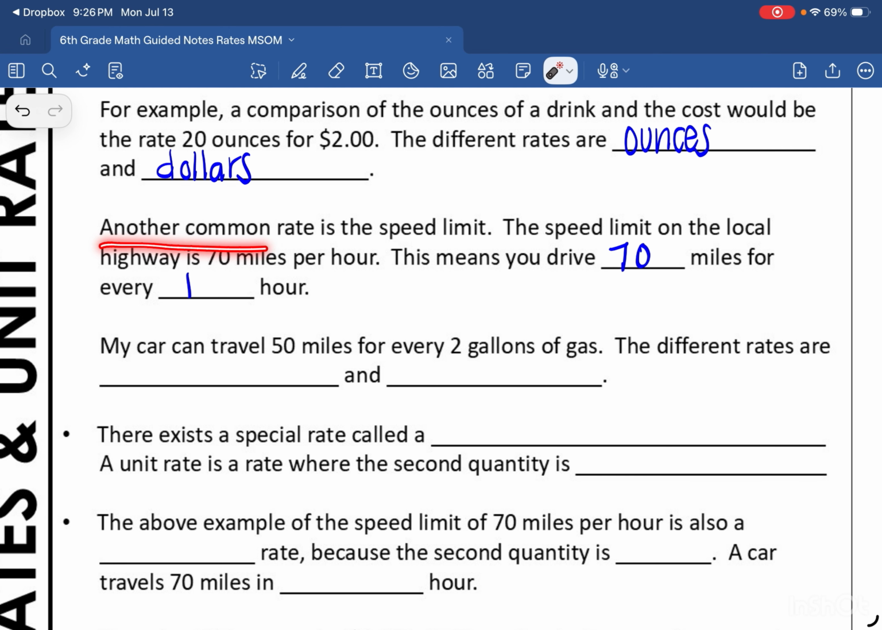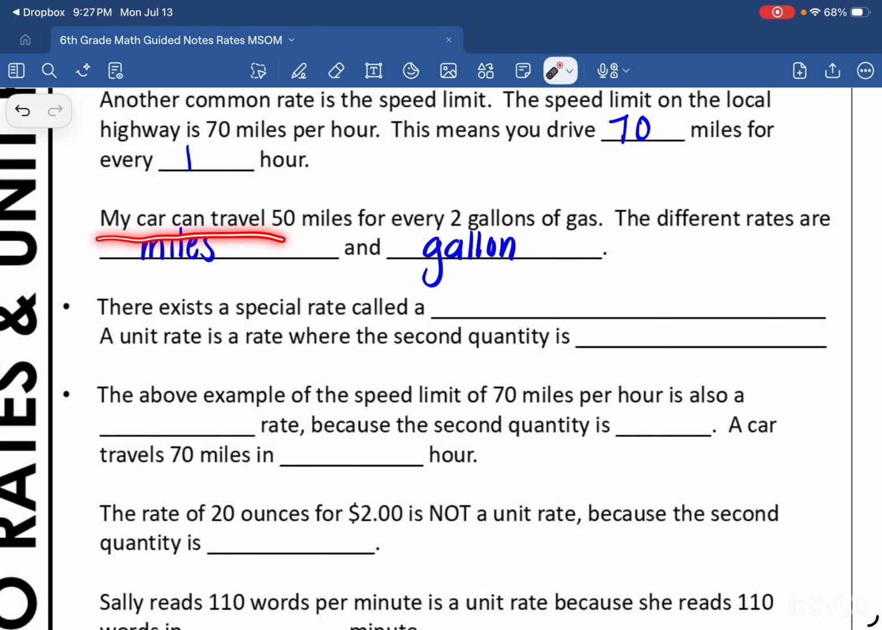Another common rate is the speed limit. The speed limit on the local highway is 70 miles per hour. This means you drive 70 miles for every 1 hour. My car can travel 50 miles for every 2 gallons of gas. The different rates are miles and gallons.